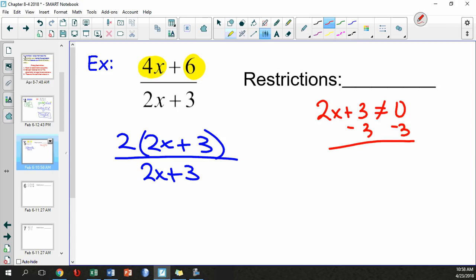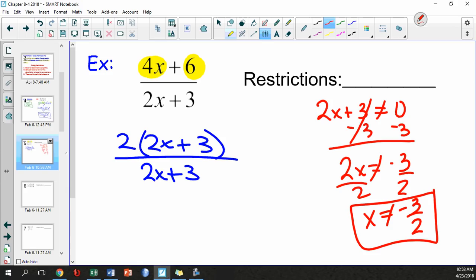Subtract the 3. So 2x is equal to negative 3. Divide by 2. Then x cannot be negative 3 over 2. You know what this means? If this thing was an equation, x could be any value except for what value? So my restriction that I put on this line is that x cannot be negative 3 over 2. Do we all understand that?